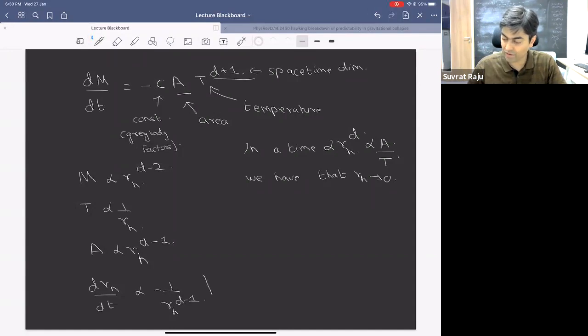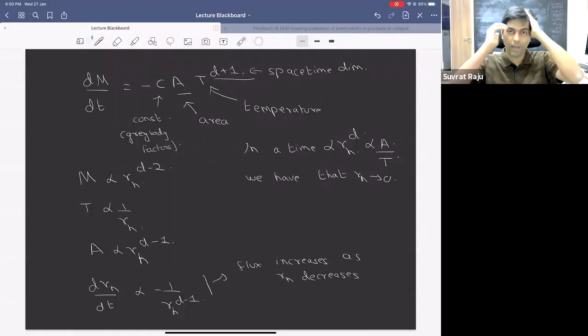It is the fact that the flux increases as RH decreases. The rate of change of RH increases, but in fact the flux also increases, because you can see A is proportional to RH to the d minus 1, whereas T to the d plus 1 is 1 by RH to the d plus 1, and therefore the rate of change of mass also increases as RH becomes smaller. So what this means, and the reason this is happening, is because the black hole is becoming hotter and hotter.